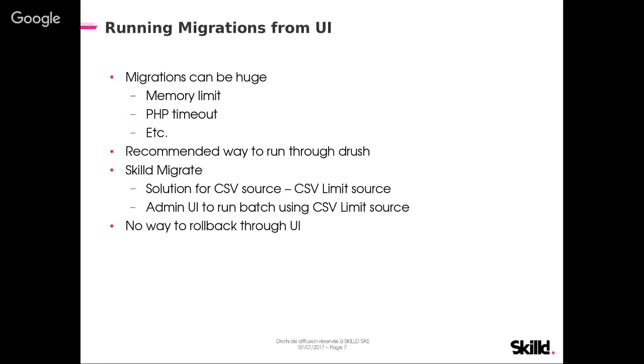And the Skilled Migrate module that I will be presenting today provides a solution for CSV source. It allows you to split a huge CSV file into chunks of data and process only a chunk of the CSV file in one step. And it also provides an admin UI to start this migration. Currently, there is no way to roll back through the administration user interface. You need to use the Drush command to roll back a migration.